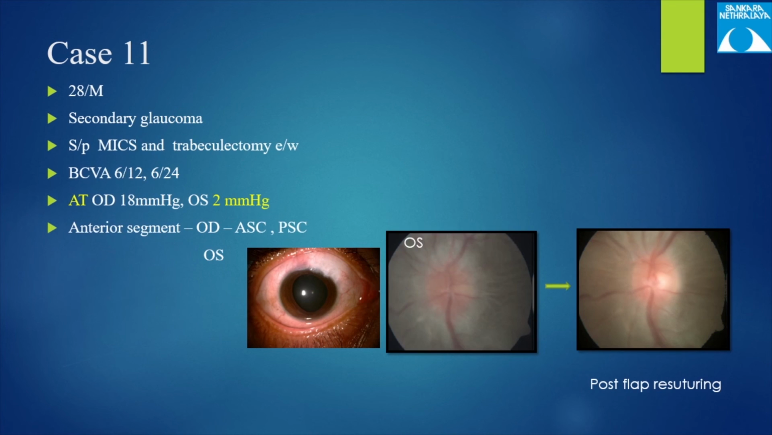Next is a 20-year-old male diagnosed with secondary glaucoma. He underwent trab elsewhere. His IOP was only 2 mm in the left eye. On slit lamp, he had a thin overfiltering cystic bleb, and he also had gross disc edema. So what is the reason for disc edema in this patient?